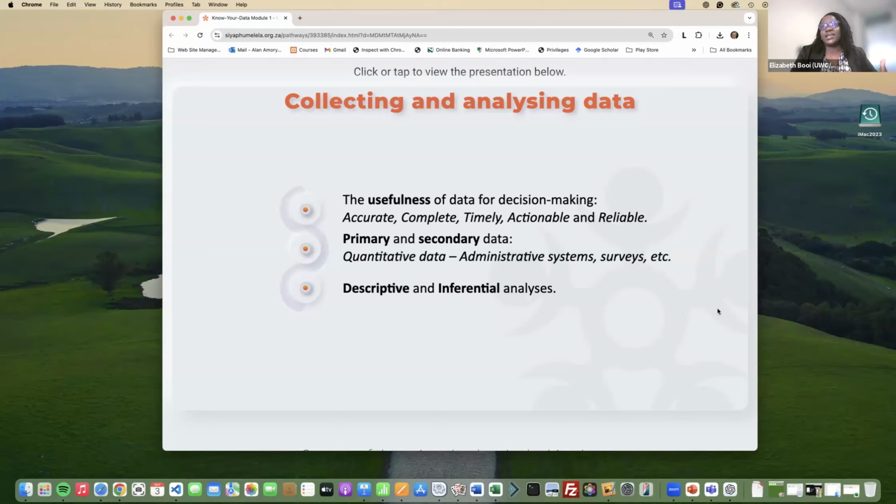But when you have the data, you also need to think about the ways in which you need to analyze it. You need to think about whether you just want to describe it in terms of descriptive analytics, or you want to make or test some assumptions in terms of inferential analysis. And there are different ways that you can look at it, including looking at the correlation or the comparison of different groups of students. Next.